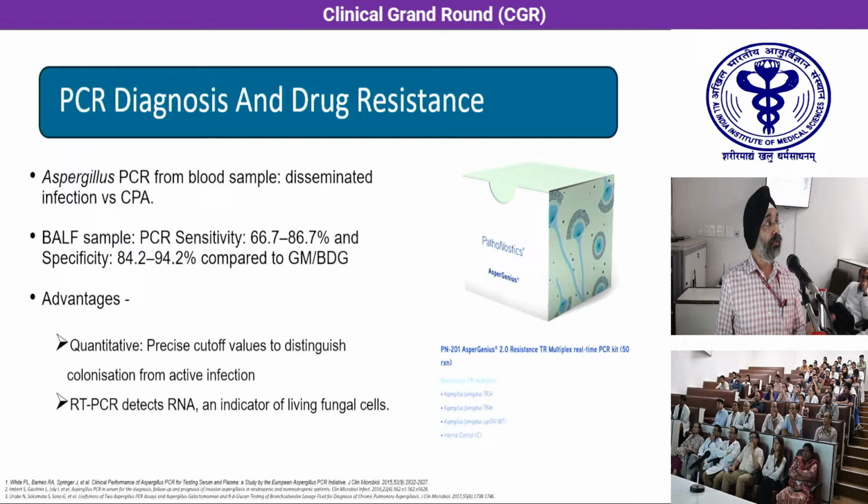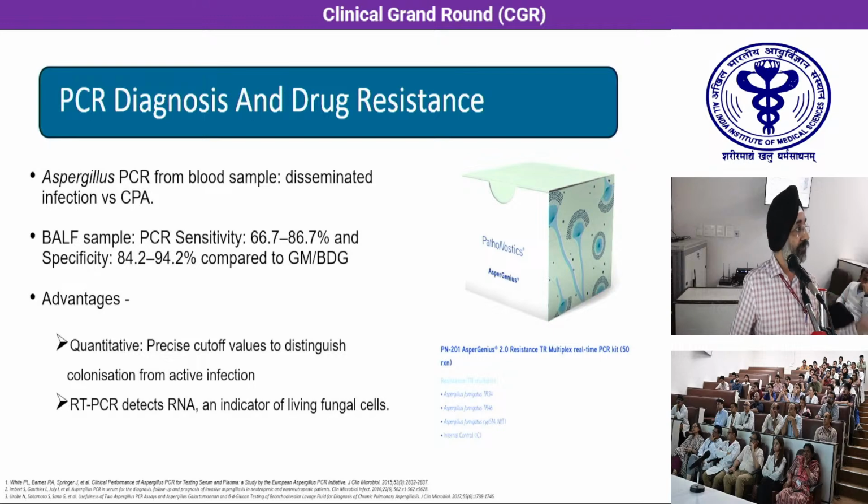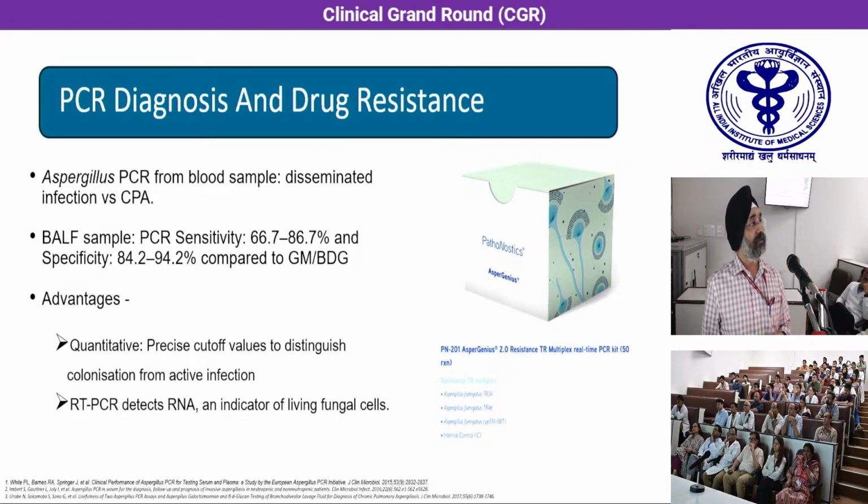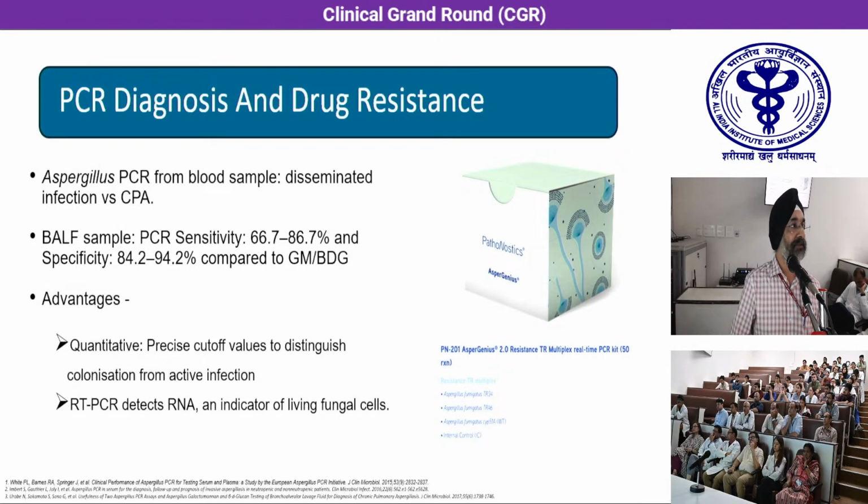We've been doing PCR for quite some time, but as far as CPA is concerned and Aspergillus being ubiquitous, our experience hasn't been good. Aspergillus PCR in the blood may be able to differentiate invasion from a simple colonization. There's one of the Japanese studies where they had actually shown very promising results from PCR with very high sensitivity and specificity, but somehow our experience has not been very good.